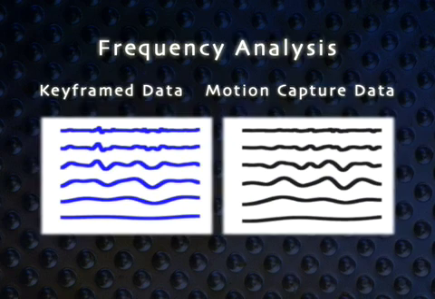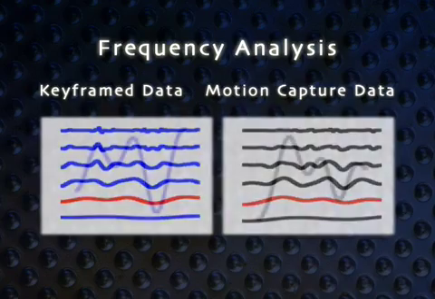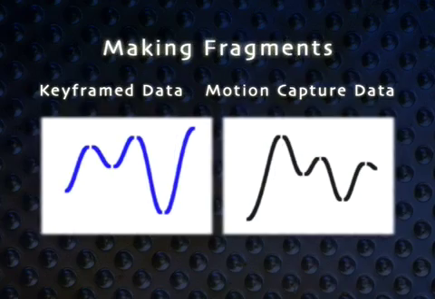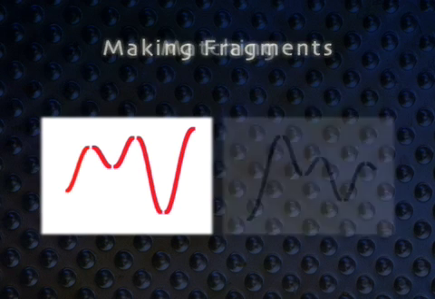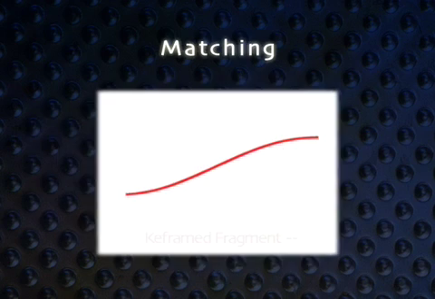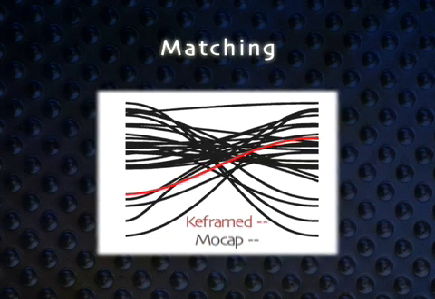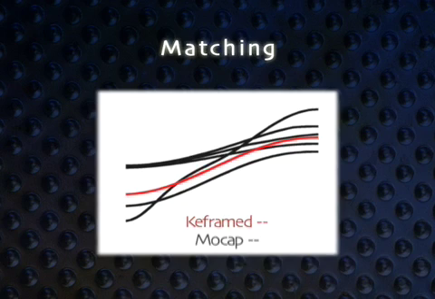and one of the lower frequency bands is used for the matching step. This band is broken into fragments. We step through each of the fragments of keyframe data one by one. Each is compared to all of the fragments of motion capture data, and several of the closest matches are found.